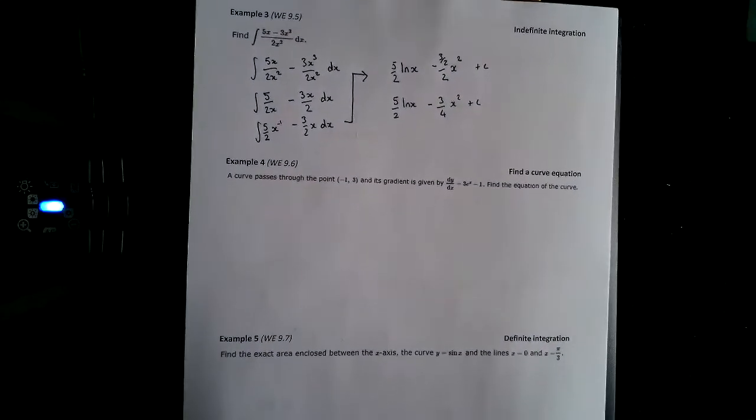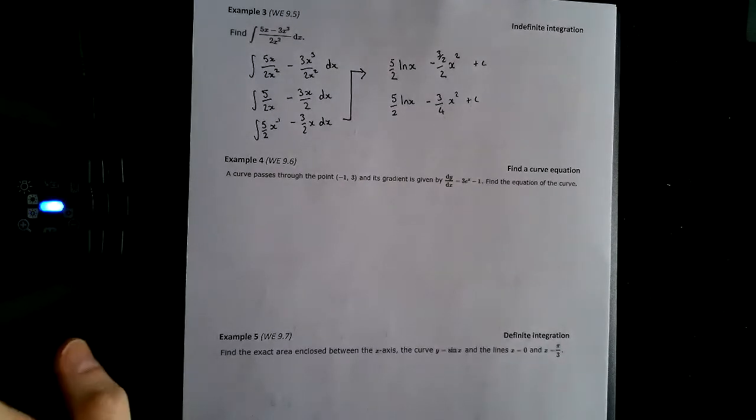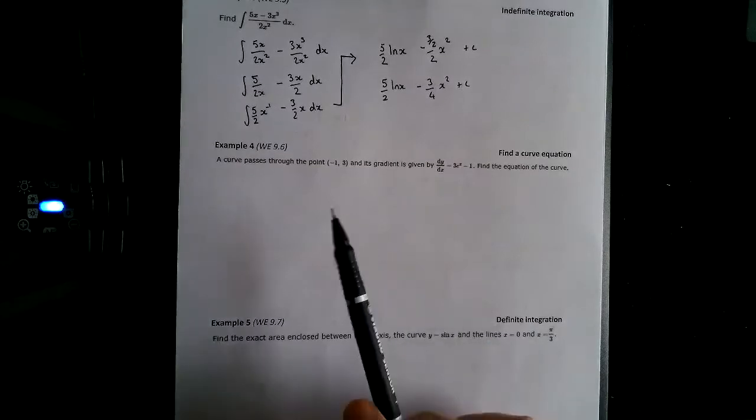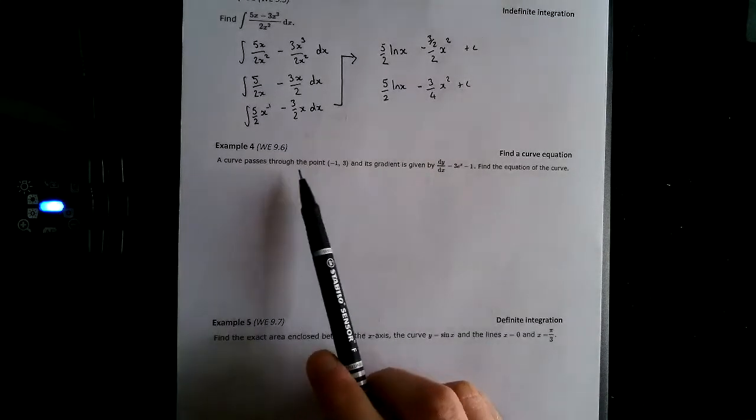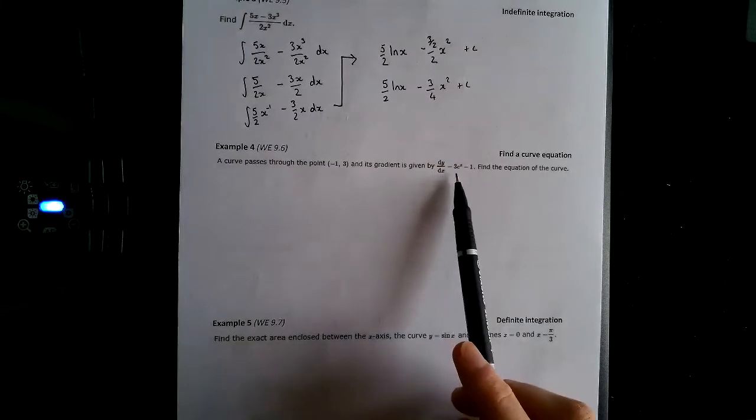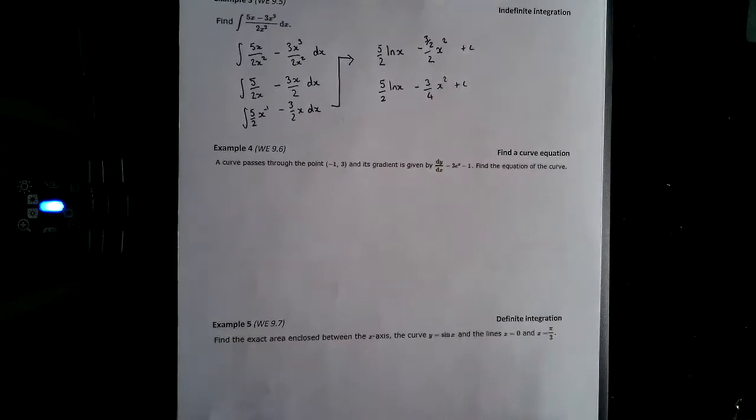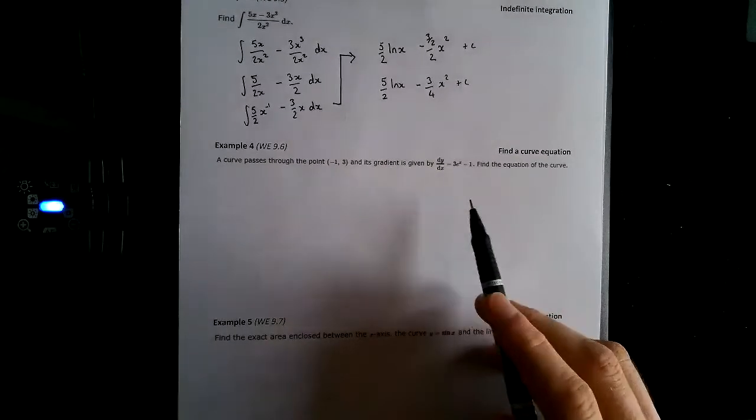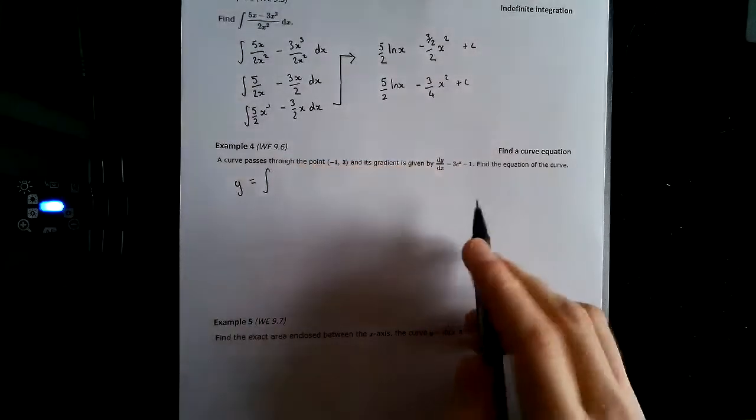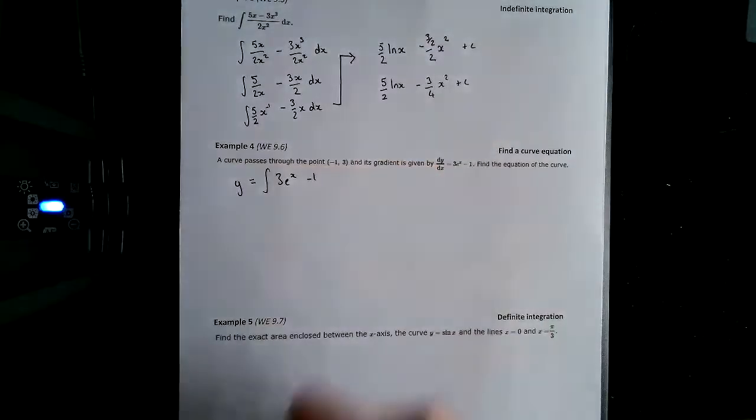The next one, again, if you want to pause it so you can write it out. Okay, so find the curve. The curve passes through the point (1, 3), and its gradient dy by dx is 3e^x minus 1, and we want the equation of the curve. Well, if I've got dy by dx, to get y I'm just going to go backwards. I'm just going to integrate the gradient function. So I'm going to integrate 3e^x minus 1 dx.